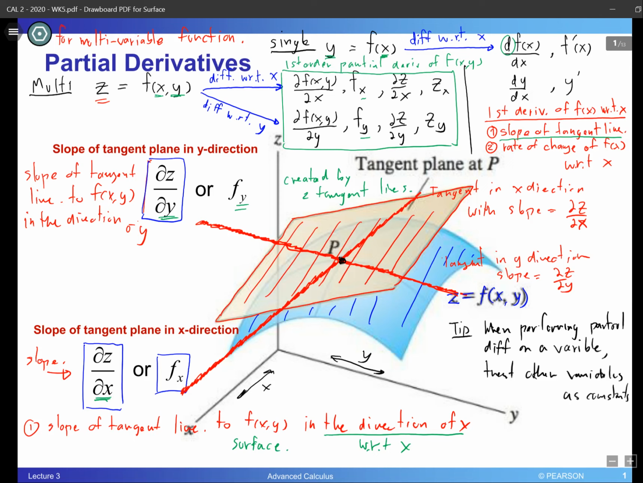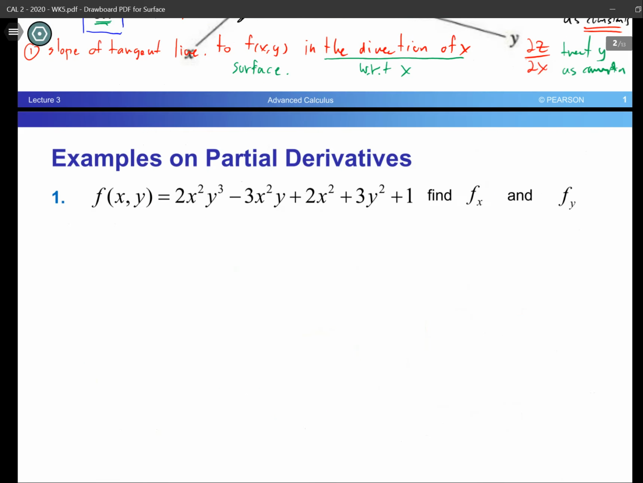That's all you need to remember when it comes to partial derivatives. If you work on x, this is the key right here. If you work on dz by dx, you just treat y as constant. But if you work with dz by dy, you are going to treat x as constant. So now that you know everything you need to know about these partial derivatives regarding the concept and how to calculate, let's try these on the examples in the next slides.